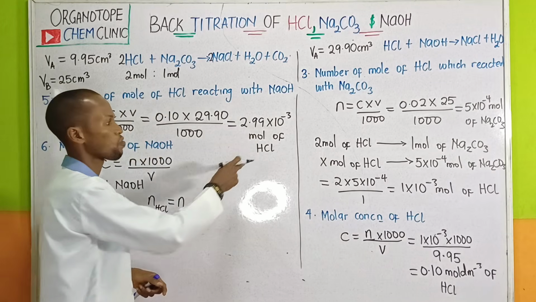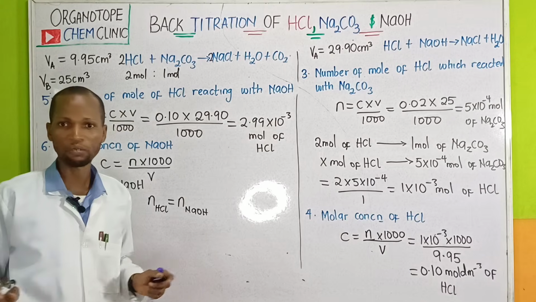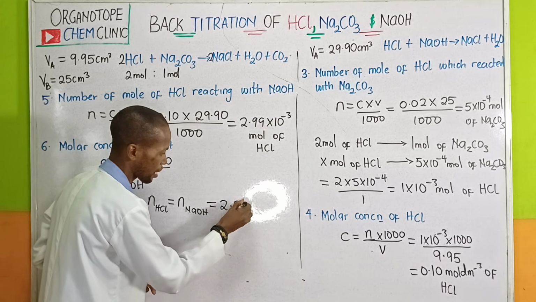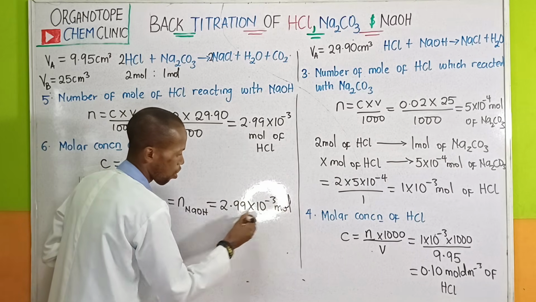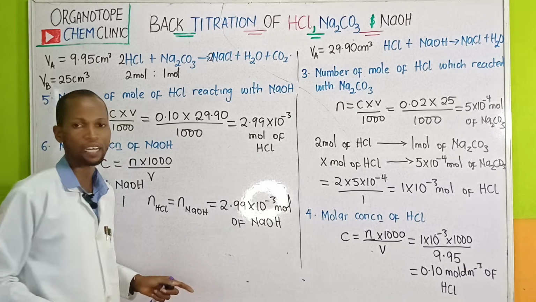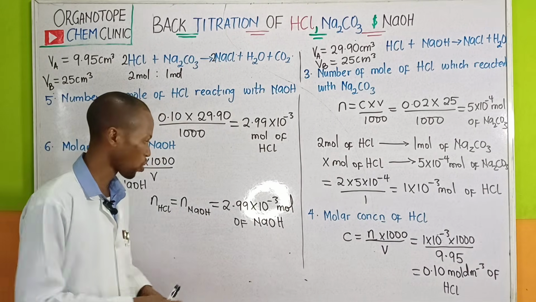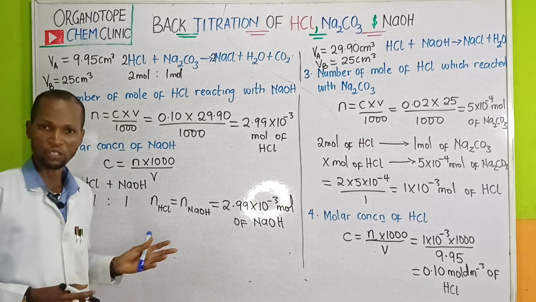So what is the number of mole of hydrochloric acid? We have 2.99 times 10 raised to power minus 3. So we have 2.99 times 10 raised to power minus 3 mole of sodium hydroxide. Since it is ratio 1:1, they will have equal number of mole. Make sense? Since the number of mole of sodium hydroxide is known, we can determine the concentration of sodium hydroxide.